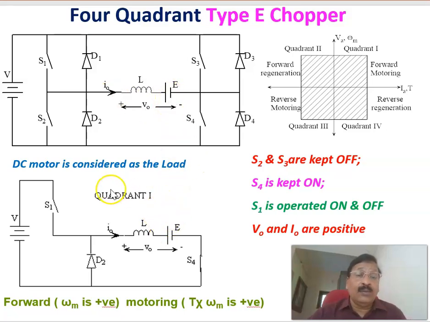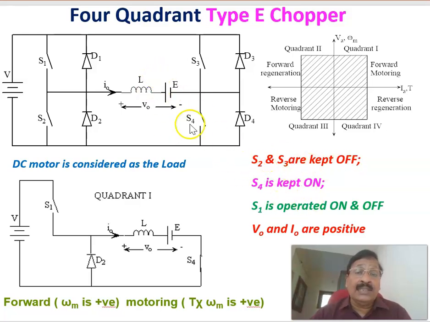Here, for the first quadrant of operation, these are the switches to be controlled. S1 is controlled at high frequency; on-off control is done for S1. S4 is permanently kept on. In motoring operation 1, S4 is on, S1 is controlled, and the other switches, S2 and S3, are kept off.